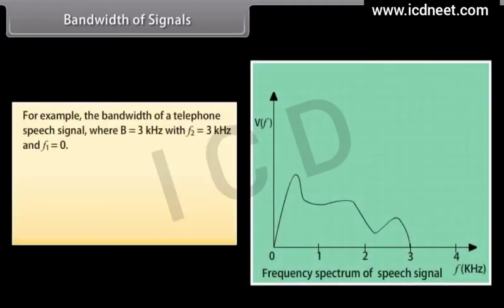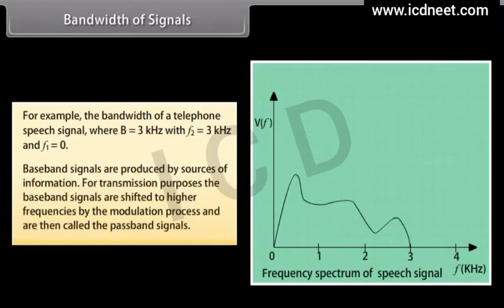For example, the bandwidth of a telephone speech signal, where B = 3 kHz, with F2 equal to 3 kHz and F1 equal to 0. Baseband signals are produced by sources of information. For transmission purposes, the baseband signals are shifted to higher frequencies by the modulation process and are then called the passband signals.